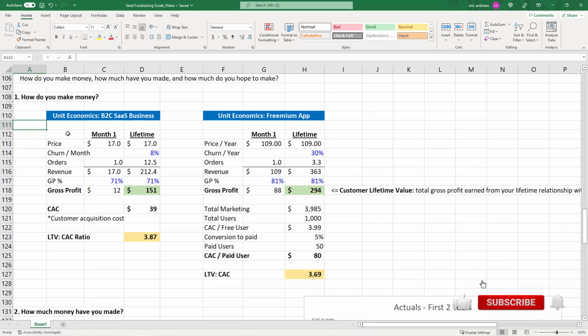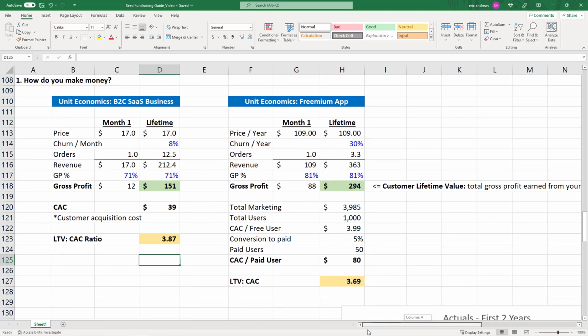Unit economics. So your unit economics are the financial breakdown of your relationship with one customer. This makes it very clear to an investor how you make money. So we're saying in this case, we're a B2C SaaS business. So that generally means that people can cancel every month, but sometimes it's on an annual basis as well. But we're saying this is a monthly cancellation business.